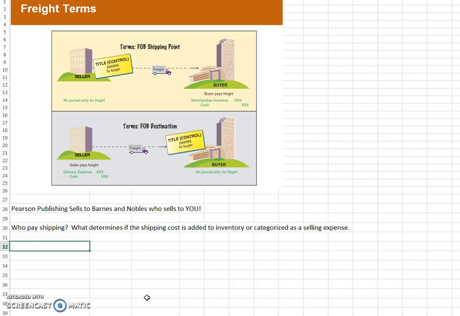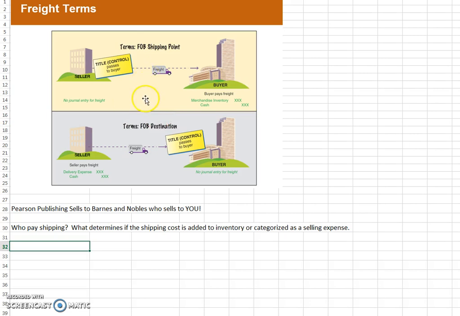It will either be listed on the invoice as FOB Shipping Point or FOB Destination. FOB stands for Free on Board, and this is what's going to tell us who's responsible for the payment and how we are going to account for it. So let's look at the top one, FOB Shipping Point.